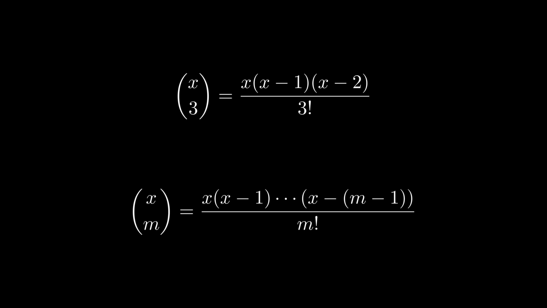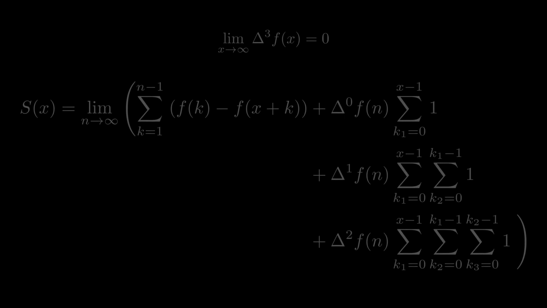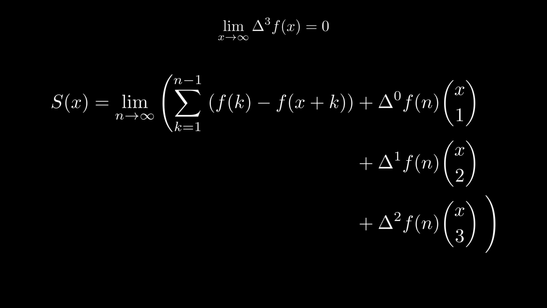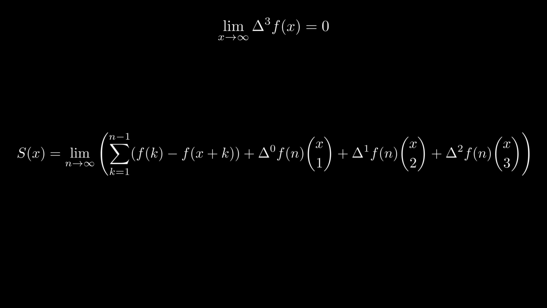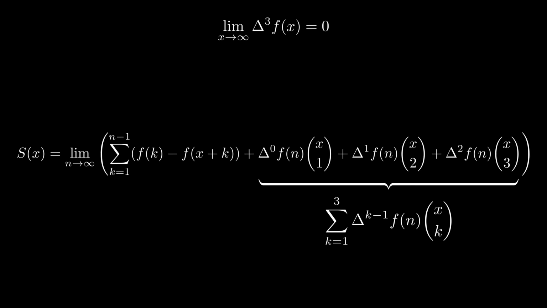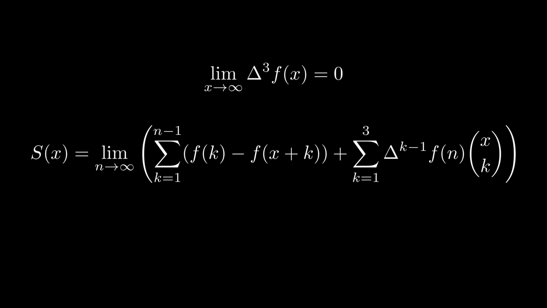So now we can finally finish our solution. Remember, this was our formula for s of x when the third forward difference of f approached 0. But now we know that all these nested sums are just binomial coefficients, so here's our true solution. Now, I know you feel like you just haven't seen enough summations in this video, so I'll add one more. These 3 terms at the end all follow the same pattern, so we can represent them with a summation as well. And I guess for personal preference, I'll swap the order of the binomial coefficient and the forward difference.